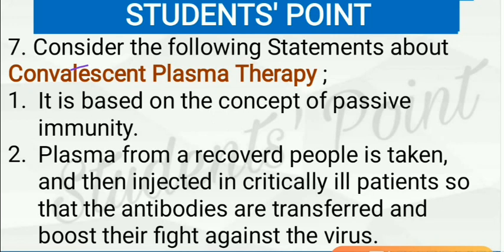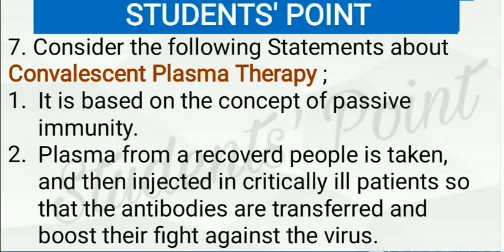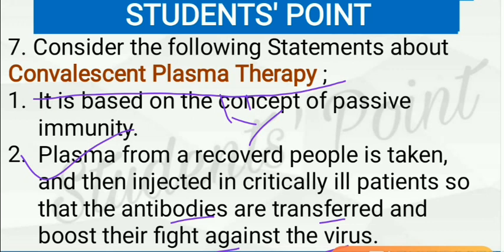Next question. Consider the following statements about convalescent plasma therapy. See, convalescent plasma therapy is based on the concept of passive immunity. This is correct. It is based on the concept of passive immunity, and plasma from recovered people is taken and then injected in critically ill patients so that antibodies are transferred and boost their fight against the virus. This is also correct.